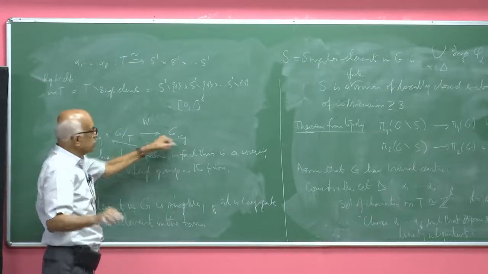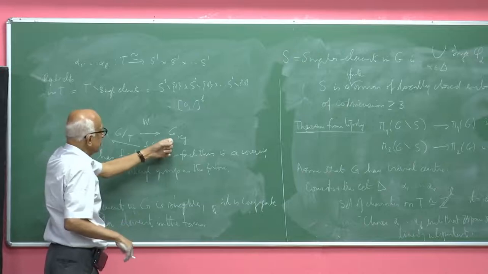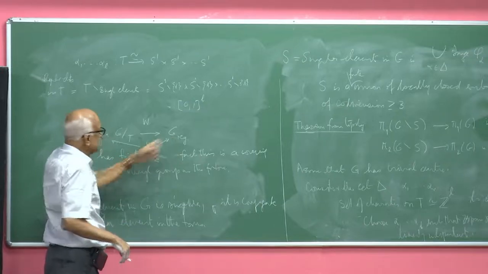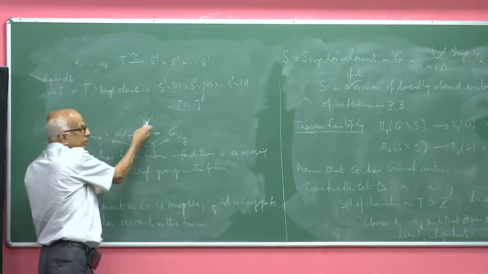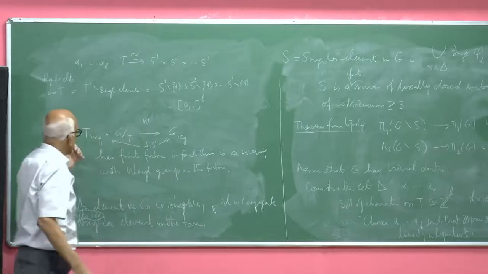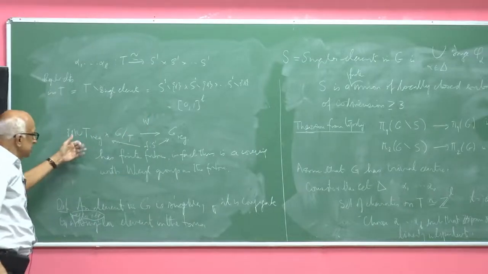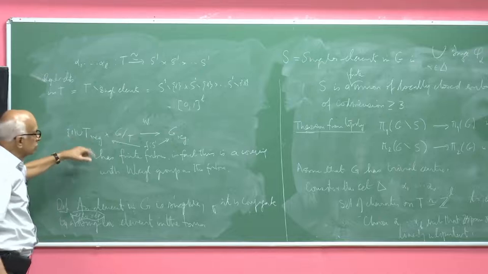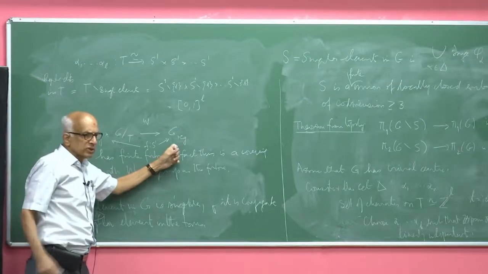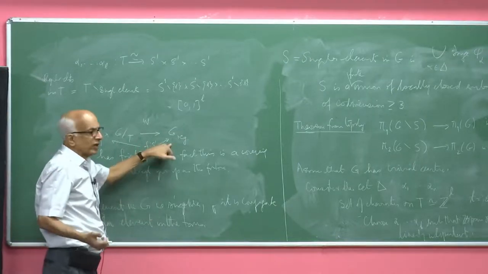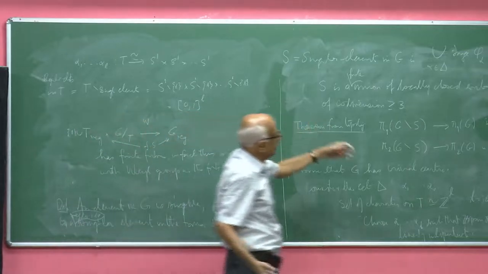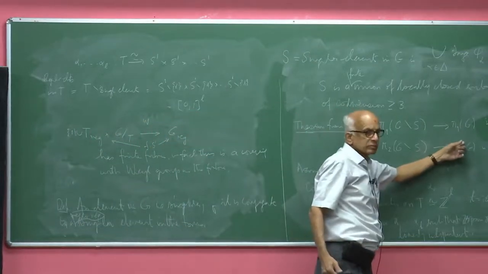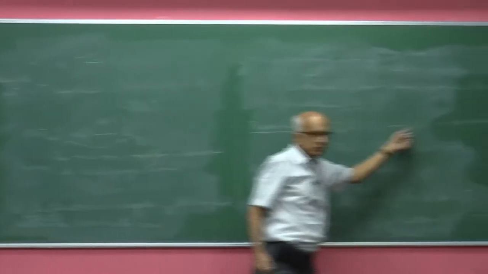So that shows that the fundamental group of G regular is the same as the fundamental group of this extended by W, where the fundamental group of this is trivial, as we have seen. I mean, every element can be contracted. So the fundamental group of this is therefore finite, and therefore the fundamental group of G itself is finite because it is an isomorphism.